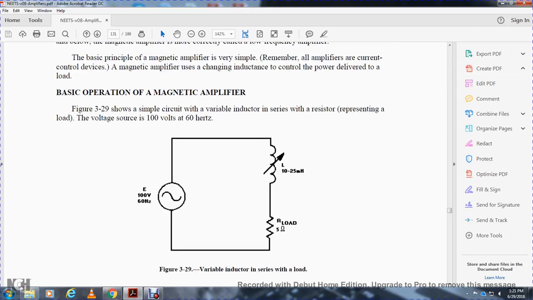Basic operation of a magnetic amplifier. Figure 3-29 shows a simple circuit: a variable inductor in series with a resistor representing a load. The voltage source is 100 volts at 60 hertz. So you have 100 volts at 60 hertz, a variable inductor, and a resistor of 5 ohms.